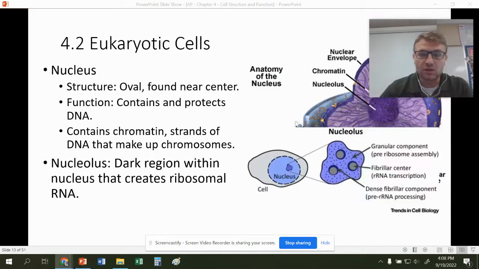Before I leave here, nucleolus. This is the dark region within the nucleus. This creates something called ribosomal RNA. And that's, if you remember, what makes up ribosomes.